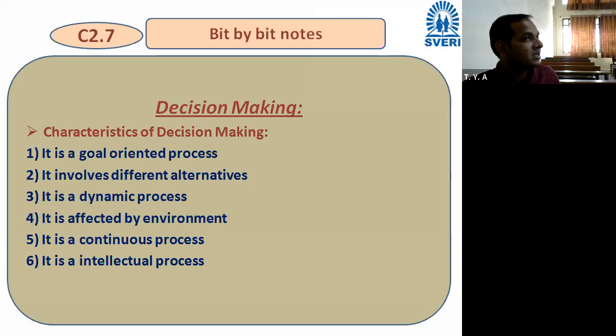So decision making, this process is a dynamic process. This is one of the important characteristics of decision making. It is affected by environment. Means today's decision, as per your opinion, is correct, but tomorrow it may not be correct. As per the environment, as per today's condition, you have taken that decision and you feel it's correct today, but tomorrow it may be wrong because it is affected by environment.